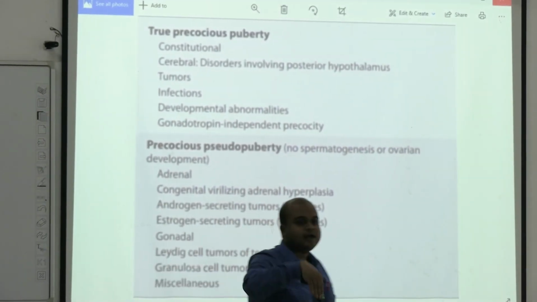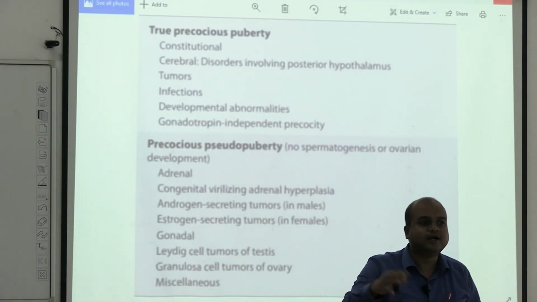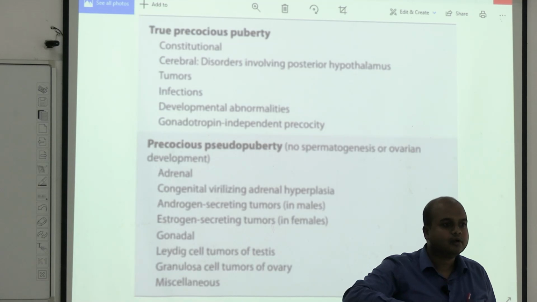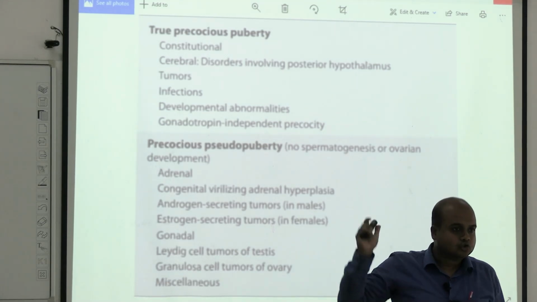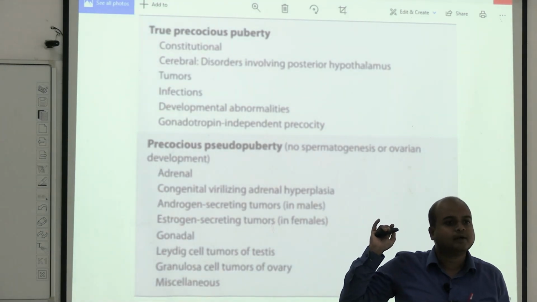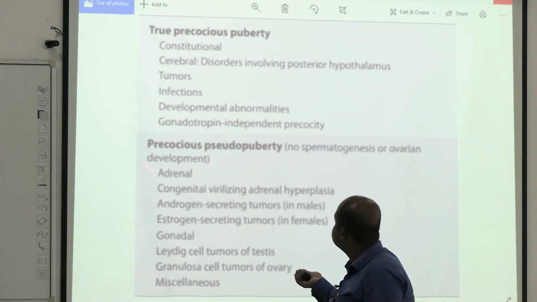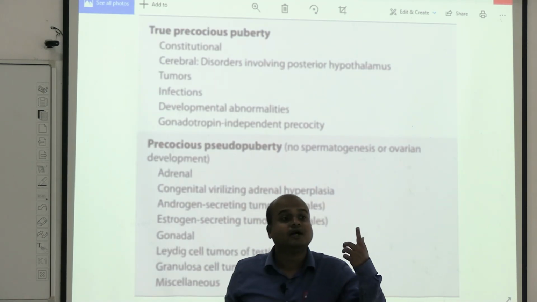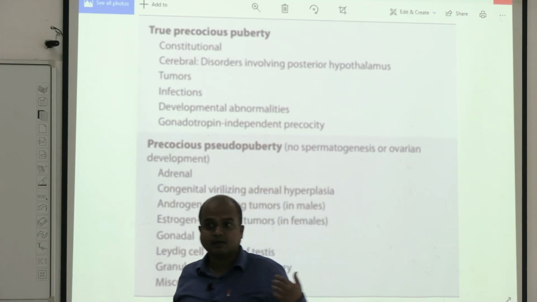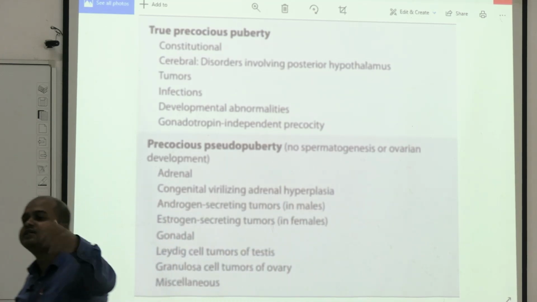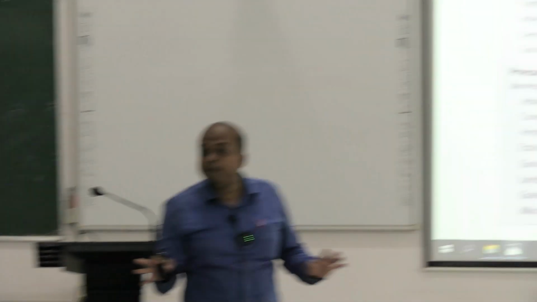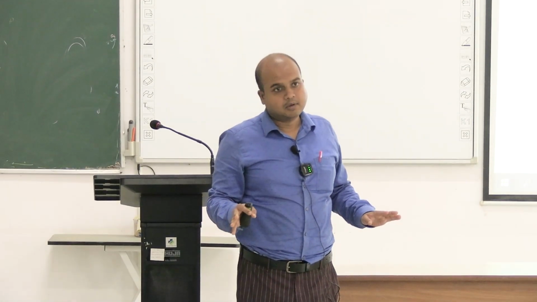Precocious puberty, before 8 years in females, and in males before 9 years. So what does true precocious puberty mean? One is constitutional, meaning unknown cause, otherwise there may be infections or tumors in the brain, in the hypothalamus, that disrupt the hypothalamic hormones. That is true precocious puberty, just you know this.